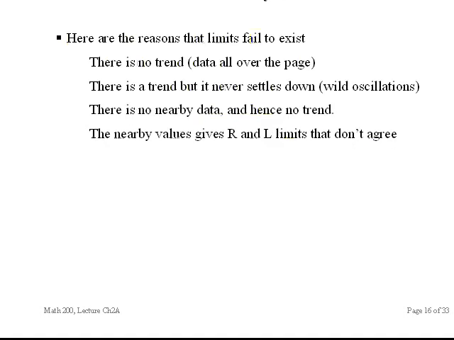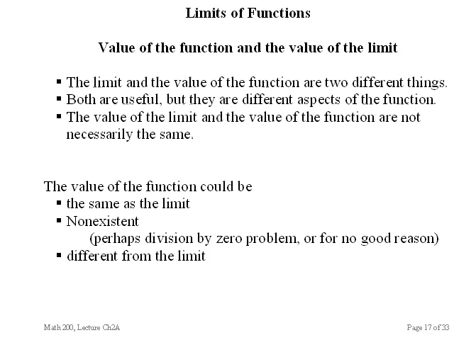And just to summarize again, there are reasons why limits fail to exist. First, there is no trend because the data is all over the page. Second, there is a trend but it never settles down. Those would be wild oscillations. Third, there is no nearby data, so there is no trend. Or fourth, there are nearby values and they give right and left hand limits, but the right and left hand limits do not agree.